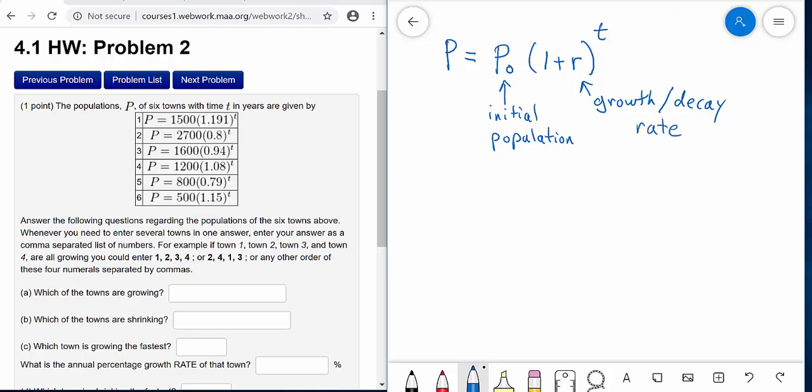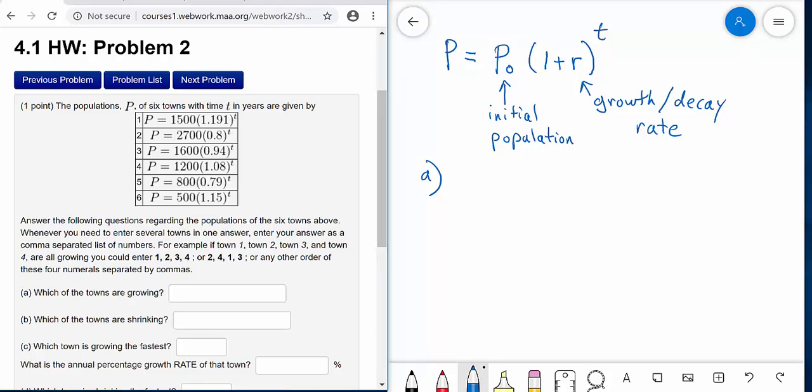So we see that when we answer these questions, like which town is growing, which town is shrinking, if the whole base is a number bigger than 1, then the town is growing. If the whole base 1 plus r is actually less than 1, that means that r was negative, and therefore the town is actually shrinking. For part A, when we're asked to find which towns are growing, we just look to see which functions have a base that's bigger than 1.